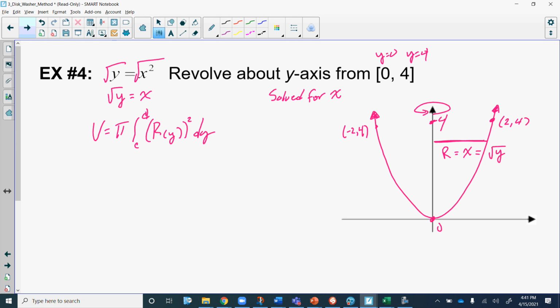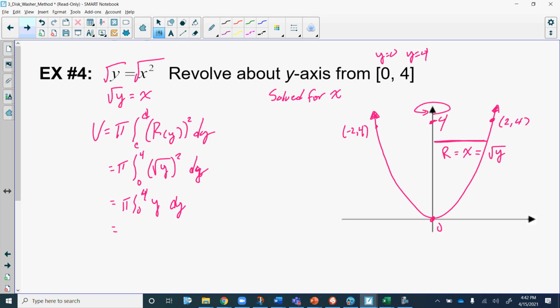So substitute. And we'll say pi times, now the interval was given to us to be 0 to 4, and the radius in this case is the square root of y, squared, dy. And simplifying the square root of y squared, 0 to 4, would just be y, 0 to 4, dy.